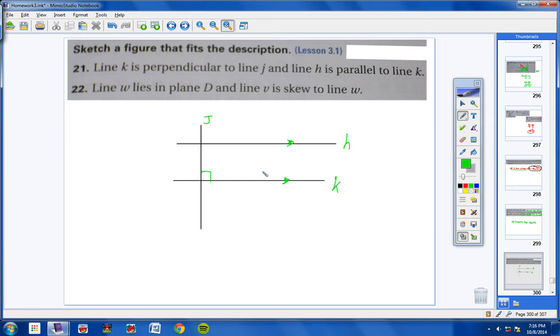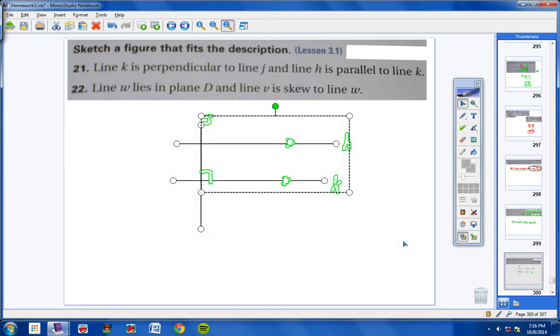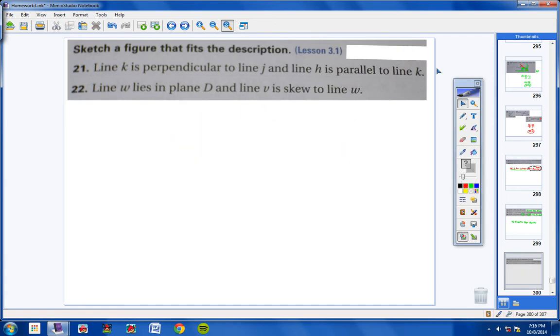Line W lies in plane D, and line V is skew to line W. Okay, so here we go. If we can figure this out. First of all, let's draw our plane here. We have plane D, so can I draw it going backwards a little bit here? Try to give it a little depth perception. So there we go. We call this plane D, so we'll put a capital D down here.